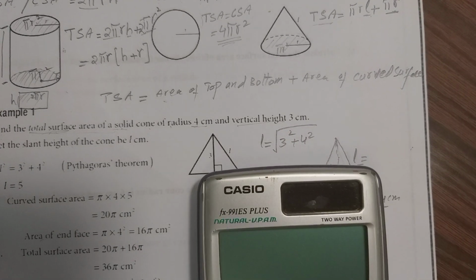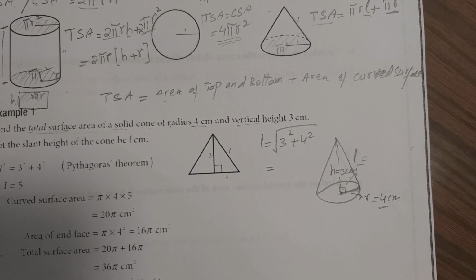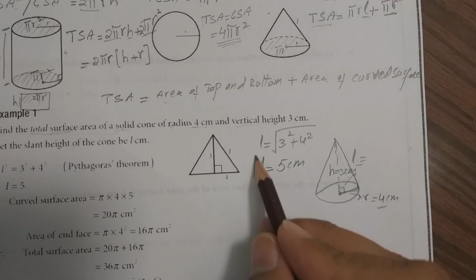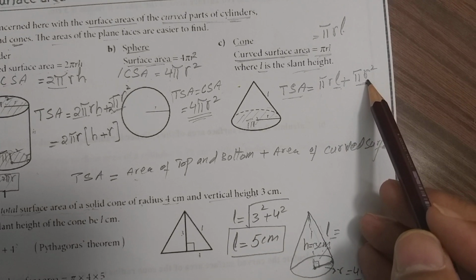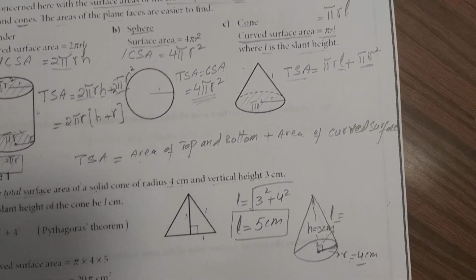So it becomes the square root of 3 squared plus 4 squared, which equals 5. So the slant height is 5 centimeter. We found the slant height. We have the radius, which is 4 centimeter. Just apply them in the formula and you can find the total surface area.